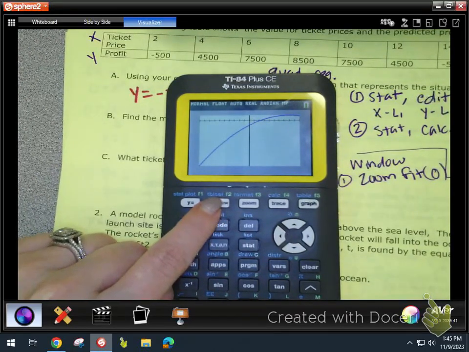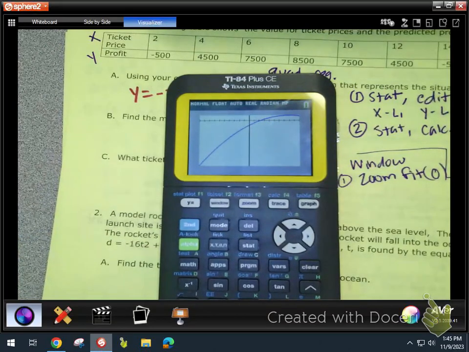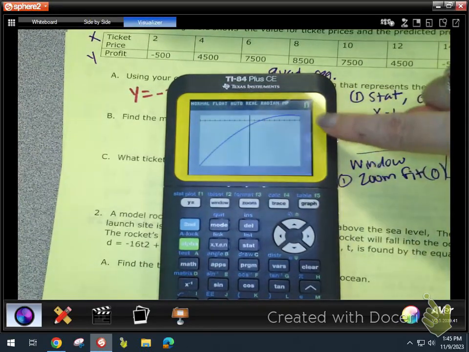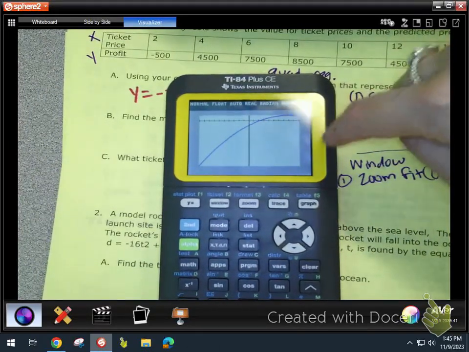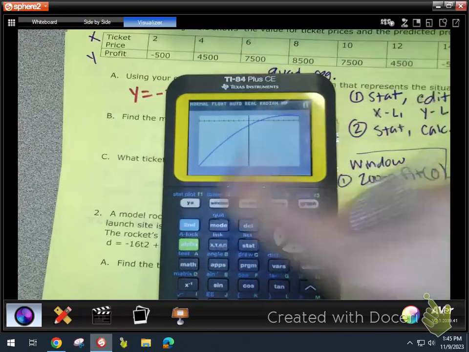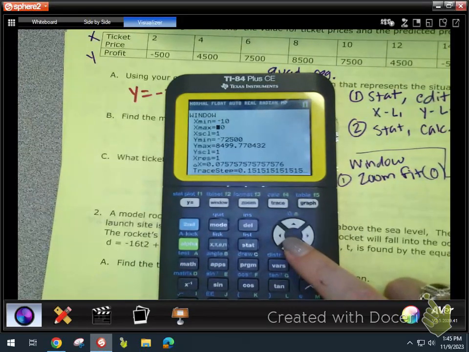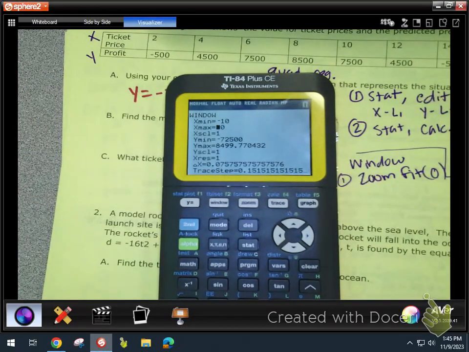After this point, I just think, where do I want to see more? I see a root right here, but I know there's got to be another one over here, so I want to see more to the right. So press window. X minimum is to the left. I don't need to see more to the left, so I'm going to leave that. X maximum is to the right. I do want to see more to the right. Right now it's at 10.